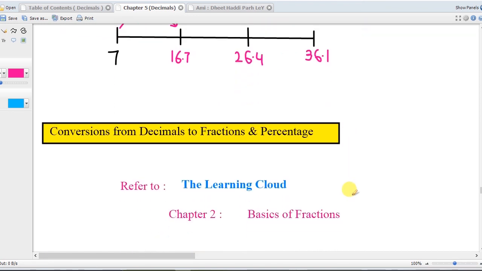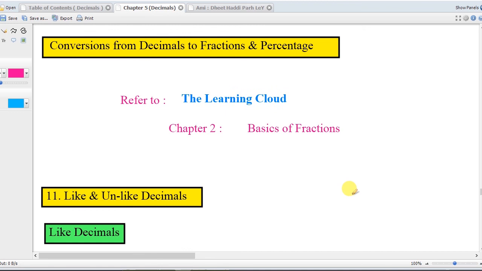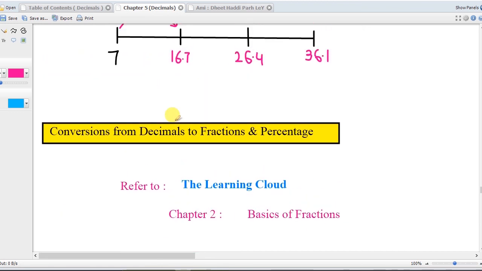So moving on to the next concept, which is conversion from decimals to fractions and percentages. And we have already done this concept in our chapter 2, basics of fractions, and I have already provided the link in the description box below. So you can look if you want to further practice or review these questions.